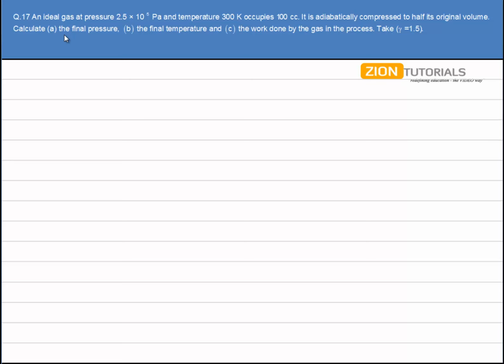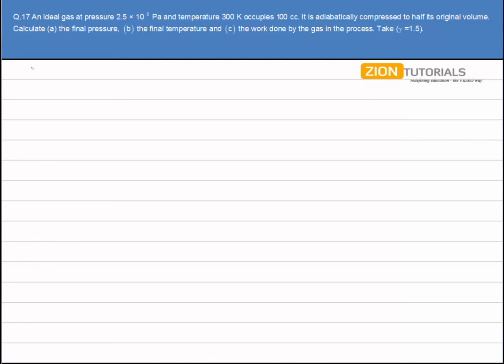An ideal gas at pressure 2.5 × 10^5 pascals and temperature 300 Kelvin occupies 100 cc. It is adiabatically compressed to half of its original volume. Calculate the final pressure, final temperature and the work done during the process.